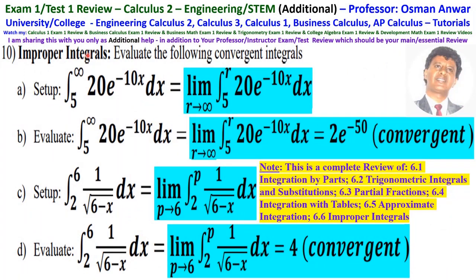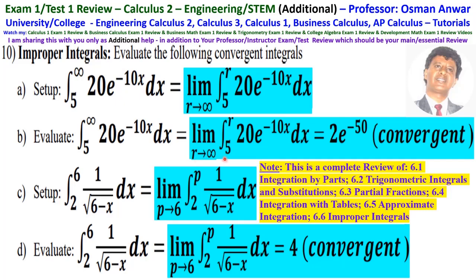Number 10 is improper integrals. Integrate from 5 to infinity 20 e to the minus 10x dx. Infinity is improper, so we're going to change that to the limit as r goes to infinity. Then we're going to change the infinity to r, integral from 5 to r of 20 e to the minus 10x dx. And the integration of 20 e to the minus 10x is 20 e to the minus 10x over minus 10, which is minus 2 e to the minus 10x.